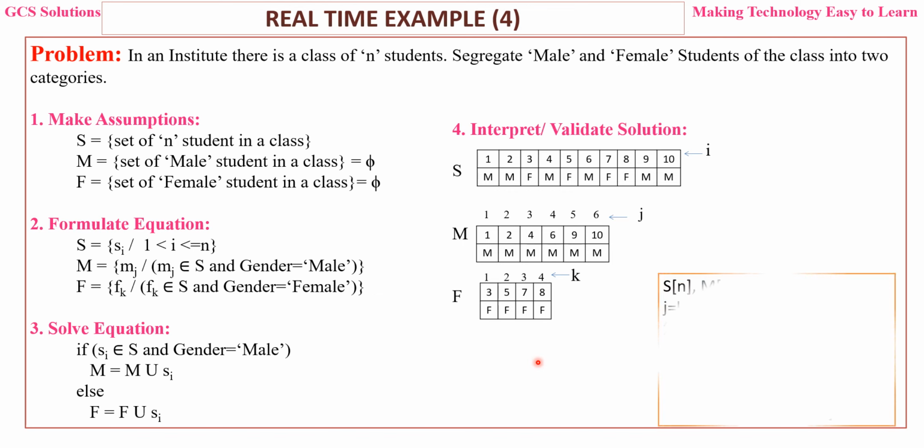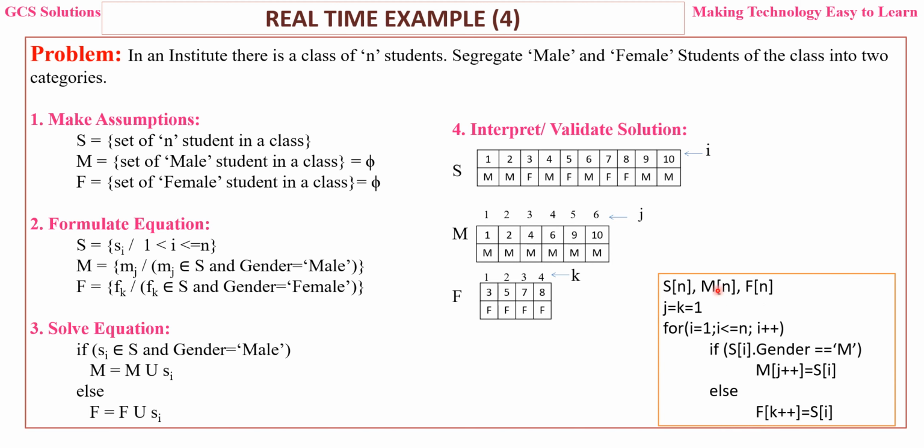Can I write a program for this? Yes, very simple. I have three sets S, M and F. S is the set of students, the original set, M is a set of male students only, F is a set of female students only. Now initially j and k are 1, and for all these 10 students of this class, if the gender of that particular student is male, I add that student to the male set and I increment the male index. Otherwise, I add the student to the female set and I increment the female index so that I can add the next female or male. I hope that you understood this.